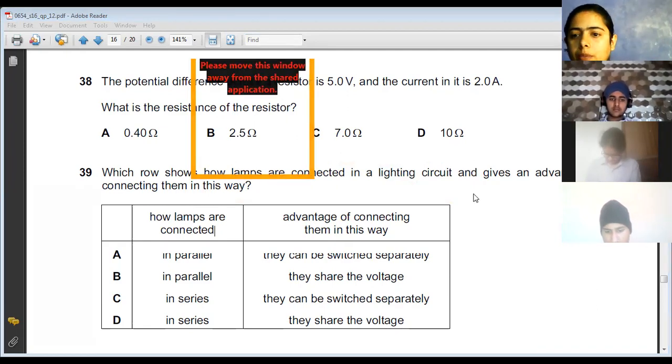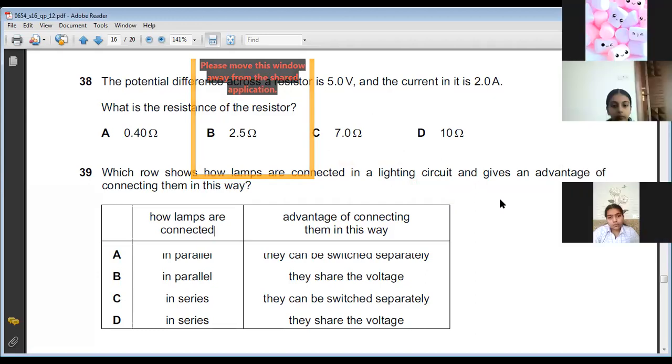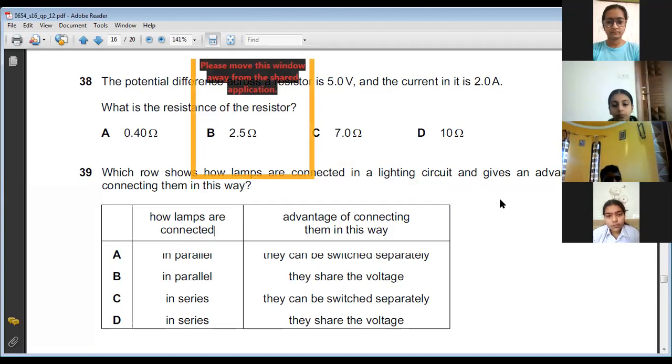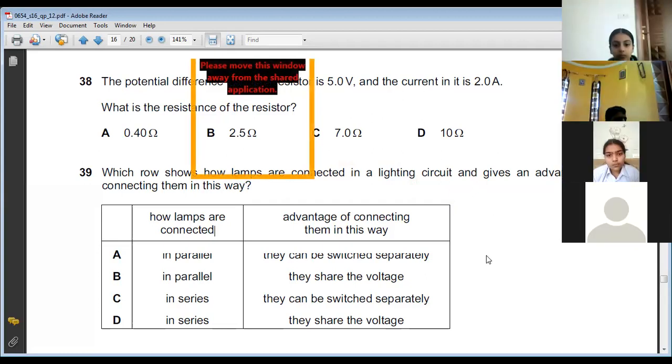Anyone, any problem till here? Jasmine, problem clear beta? Hakirat, please adjust your camera. Okay. Harshneet, please switch on your video beta.